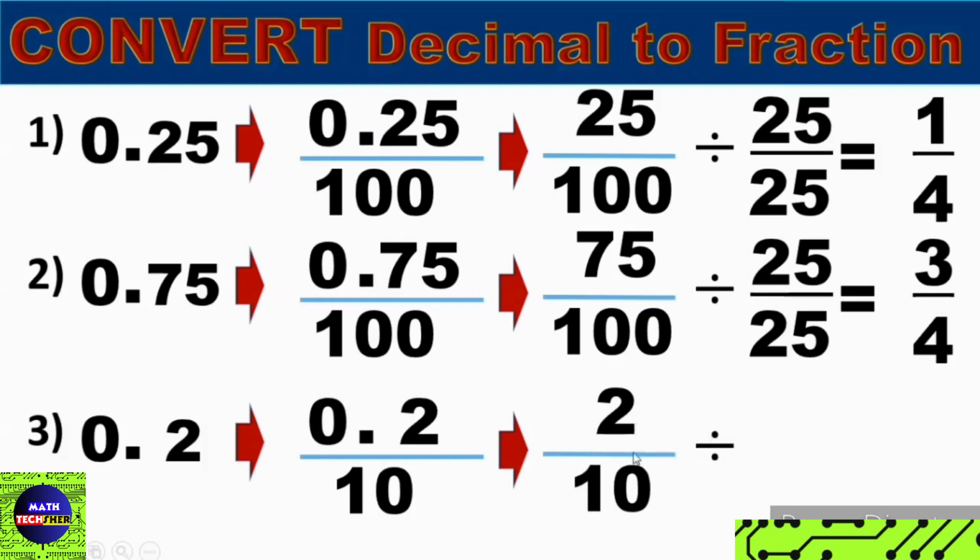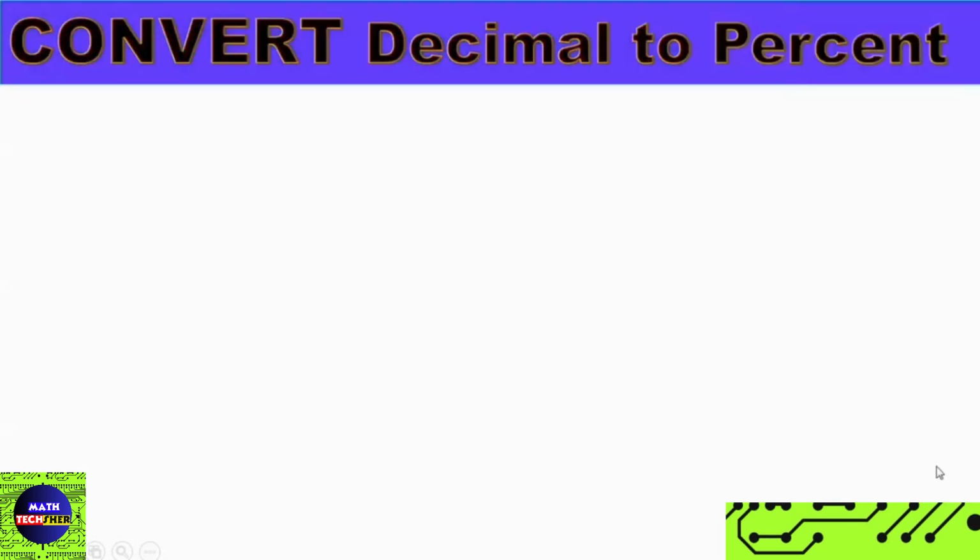Okay, then dividing both numerator and denominator by 2. So 2 divided by 2 is equal to 1 and 10 divided by 2 is 5. Therefore, we have 0.2 is equivalent to 1/5. Okay, so that is how to convert from decimal to fraction.